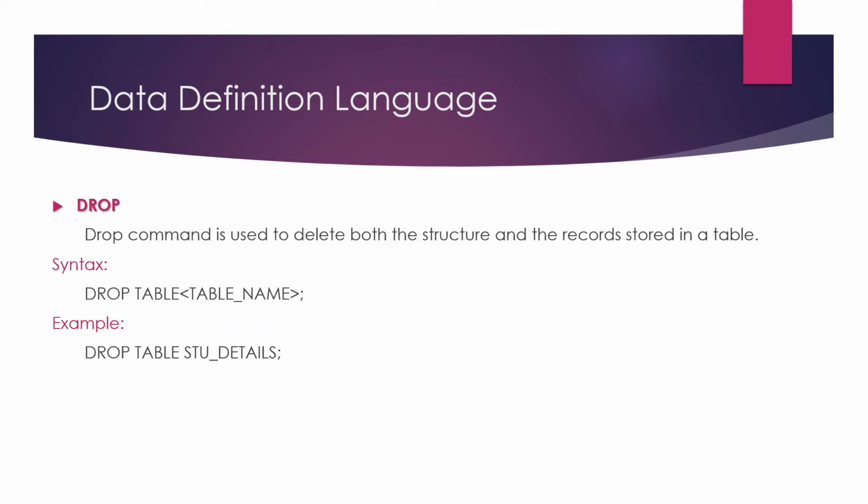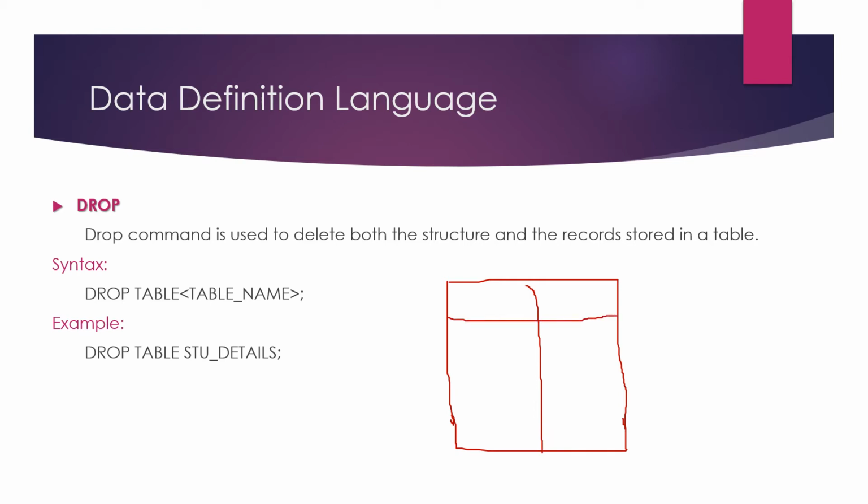And the next query is drop. The drop command is used to delete both the structure and records stored in a table. Here, let us consider a table of student details like this. Let us say it has two columns. The first one is register number, and the second one is name.